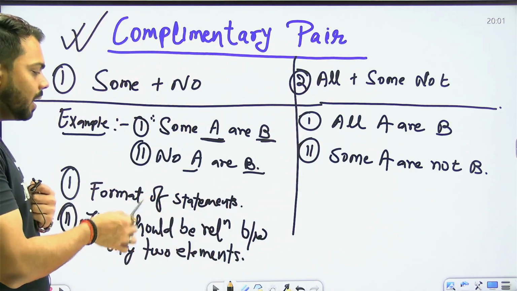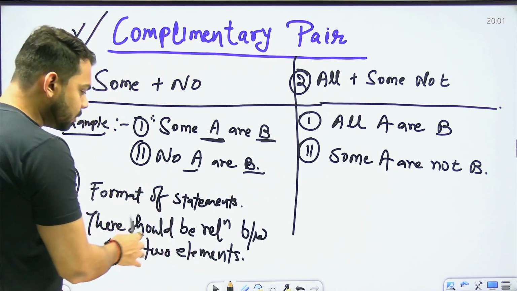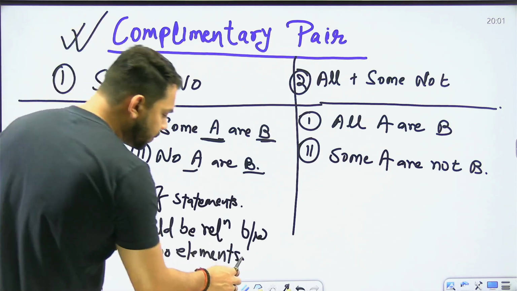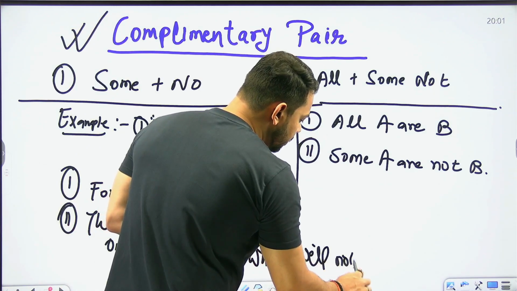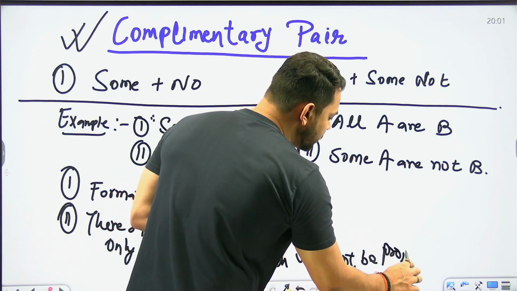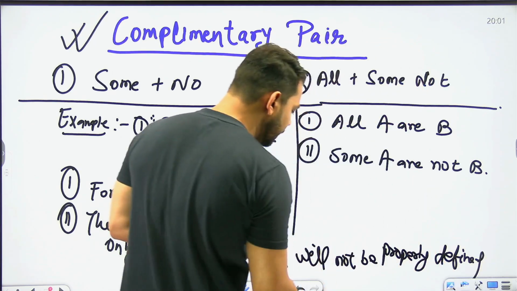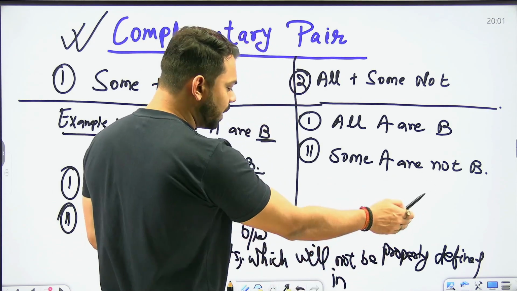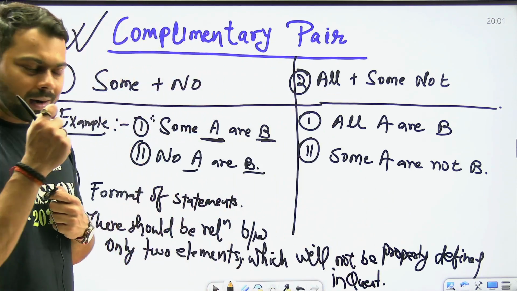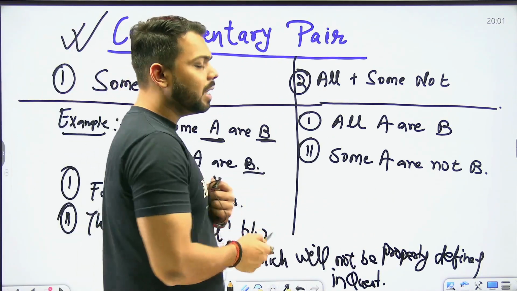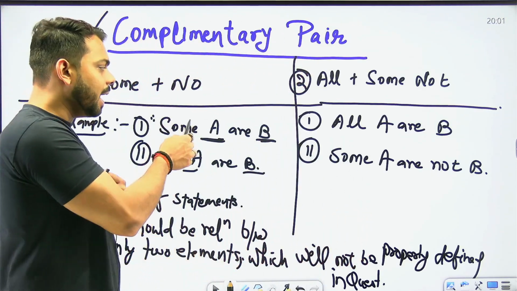Second case is there should be a relation between only two elements, and the relation between those two elements should not be properly defined by the statements in the question. That means the proper relation between element A and element B will not be defined. There is not a definite relation between element A and element B.